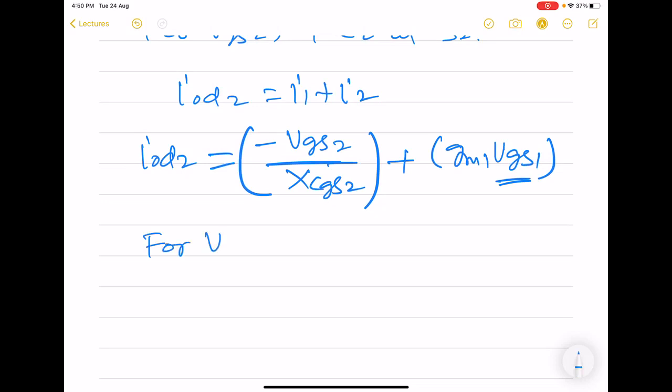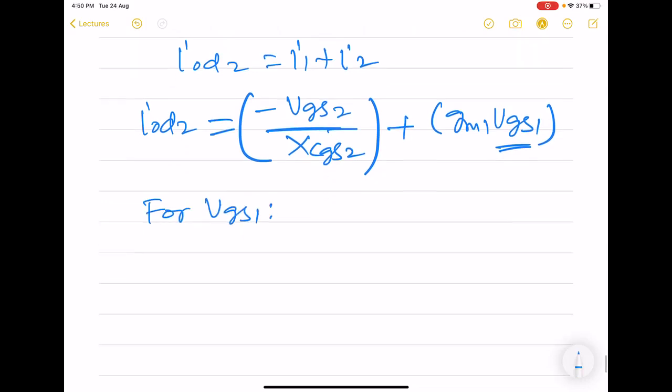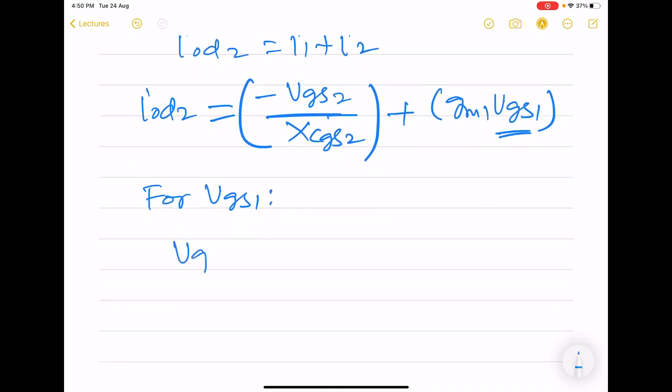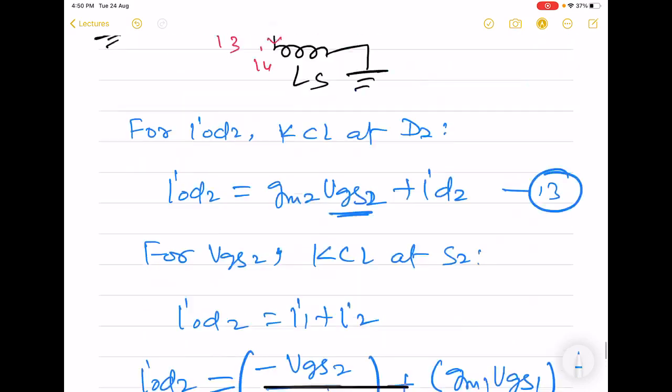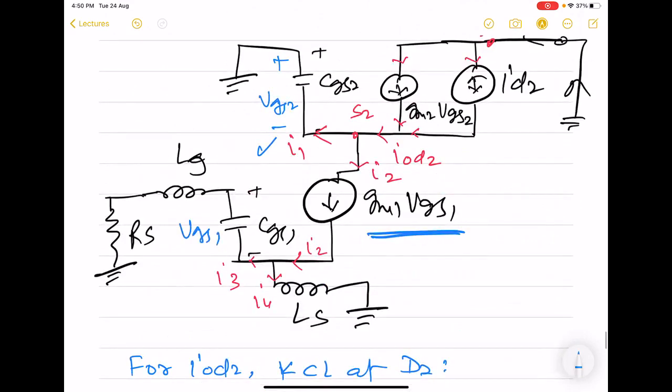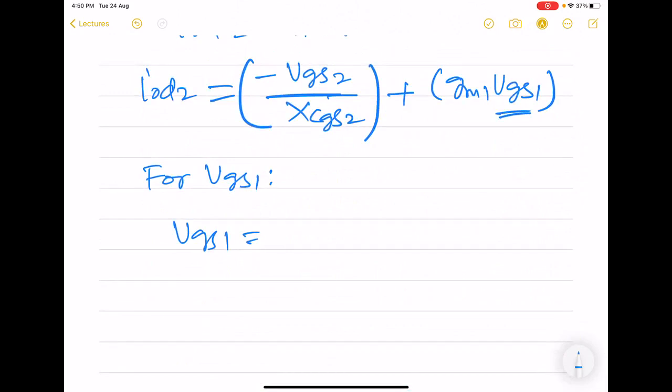So now for finding VGS1, we note that VGS1 is basically this voltage which arises because of I3 flowing through CGS1. So VGS1 is the negative of I3 and X_CGS1. So we have to now find out I3.